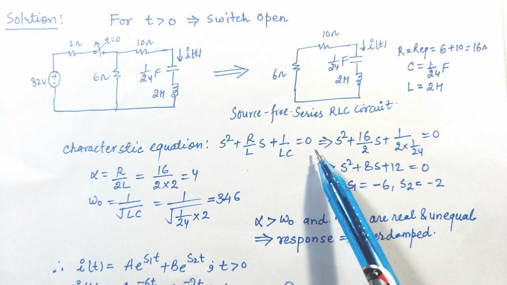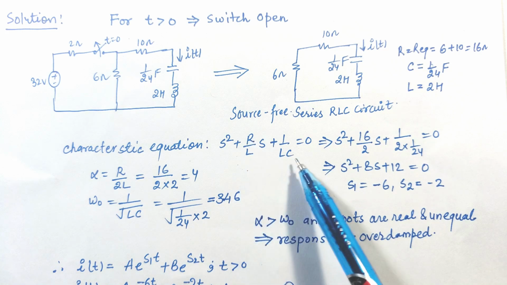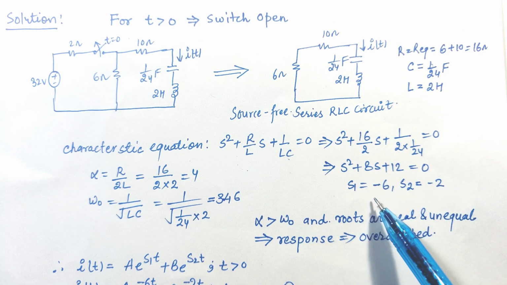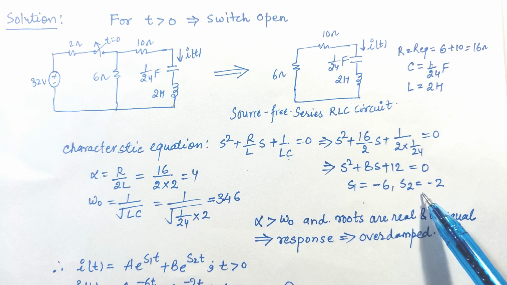As we know, the characteristic equation of a source free series RLC circuit is s² + (R/L)s + 1/(LC) = 0. Now put the values of R, L and C in this equation, then we can find this characteristic equation. The roots of this equation will be s1 = -6 and s2 = -2.